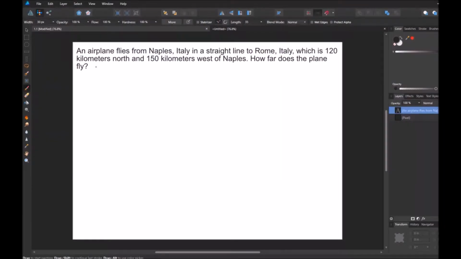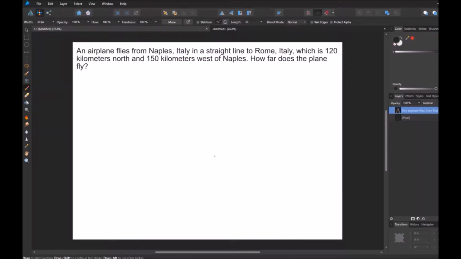Okay, so in this next problem we have a story problem that says an airplane flies from Naples, Italy in a straight line to Rome, Italy, which is 120 kilometers north and 150 kilometers west of Naples. How far does the plane fly? So the first thing you're going to want to do is draw out what the picture is asking you in order to get a better idea of what you're meant to do.